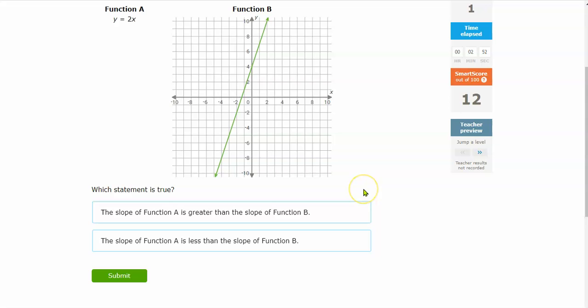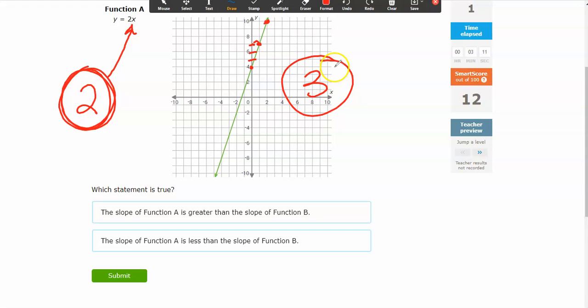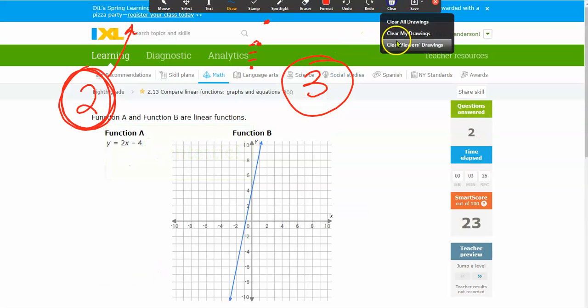Here's the next question. The slope of function a this time is the equation. The slope is the coefficient of x, so the slope of function a is 2. Now let's find some perfect corner points on this green line. And it looks like, again, we have 1, 2, 3 up, 1 over. So this time, function a, which is 2, and function b, which is 3, function a's slope is less than the function b slope. So we'll select that answer.